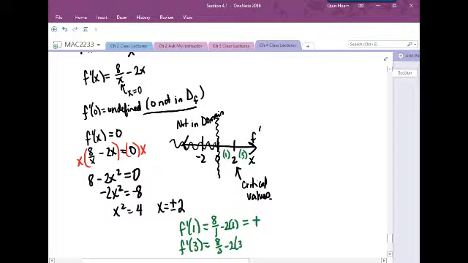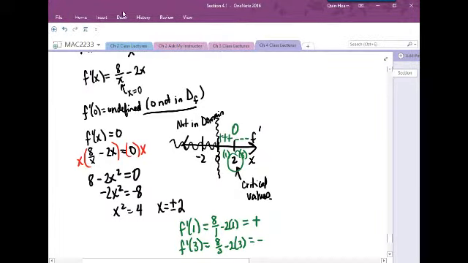So f prime of 1 would be 8 over 1 minus 2 times 1, which is definitely a positive value. And f prime of 3 is going to be 8 over 3 minus 2 times 3. Let's see, that's going to be 2 2/3 minus 6. So that's going to be a negative value. So we have positives, negatives. And at 2, it turned out to be 0.